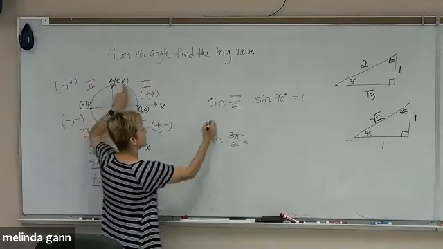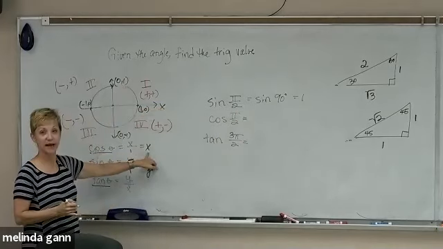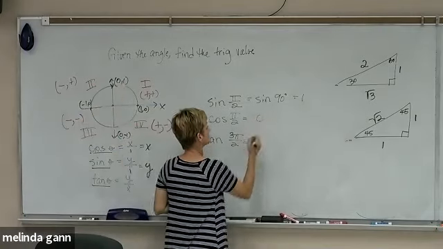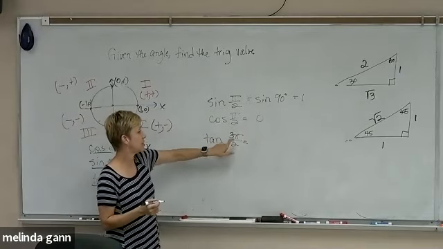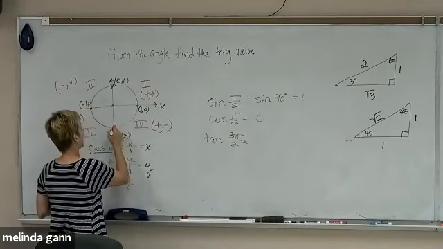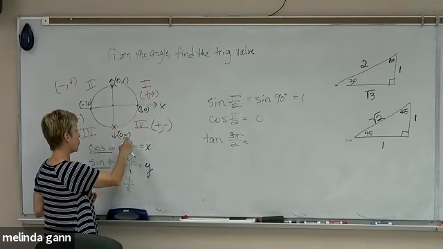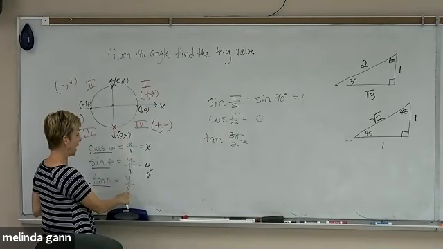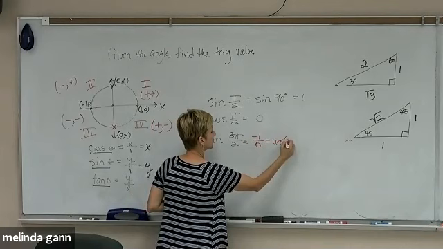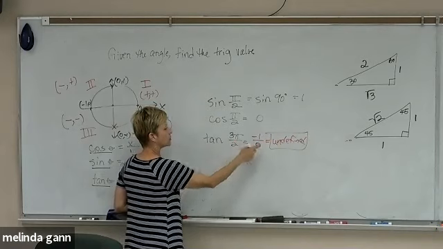Now, what if it wanted cosine of pi over 2? Well, remember, cosine is just your x coordinate. So what's your x coordinate right there? It's just 0. Now, what's 3 pi over 2? Isn't that 270? So if I'm at 270, now I'm right here. Remember what tangent is. Tangent is sine over cosine, or y over x. But right here, if you put a -1 over 0, remember that's undefined. So the tangent of 3 pi over 2 is undefined.